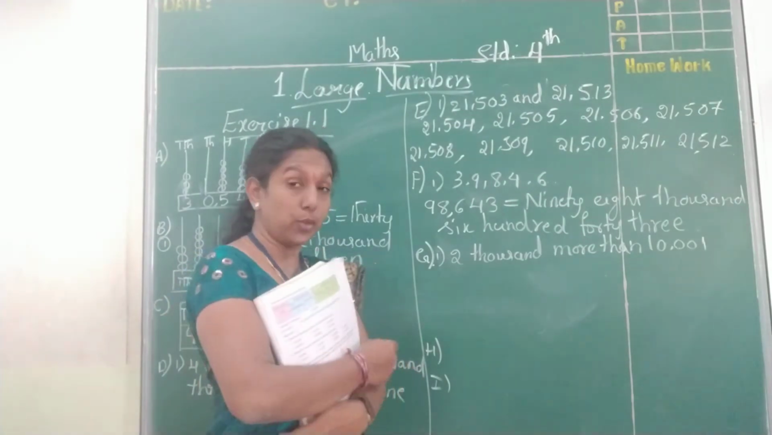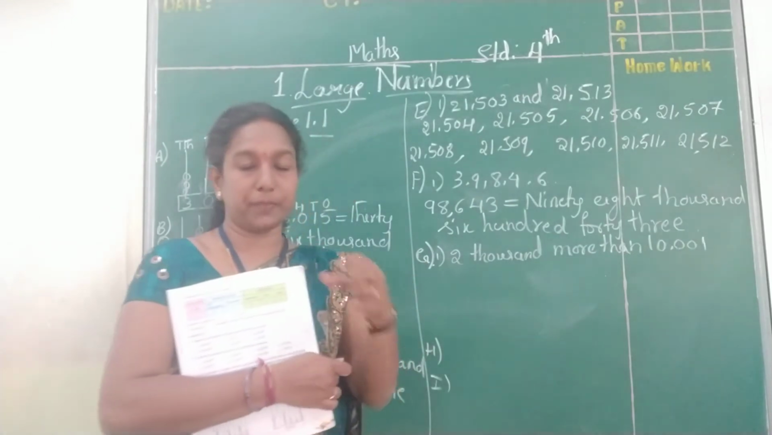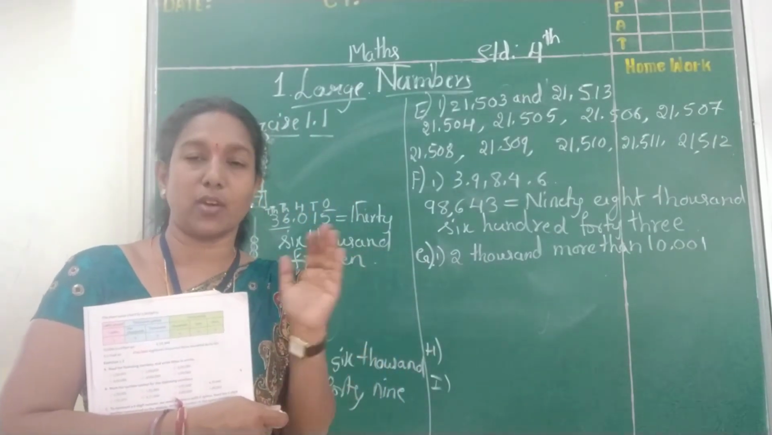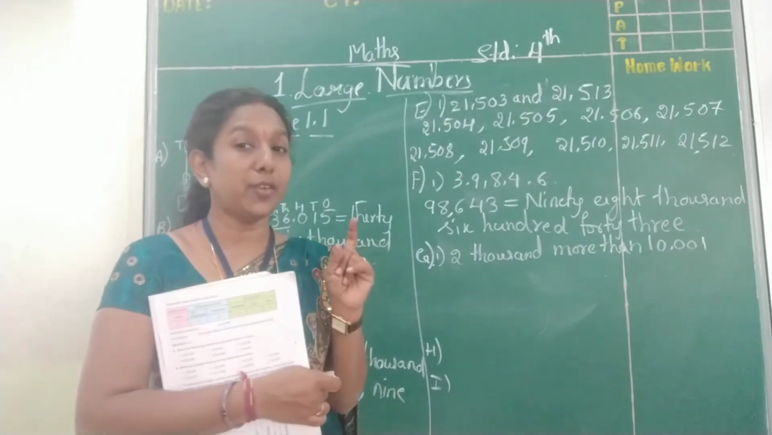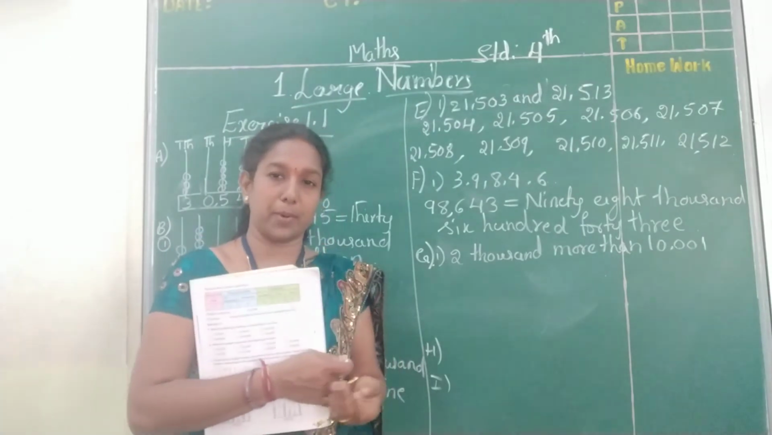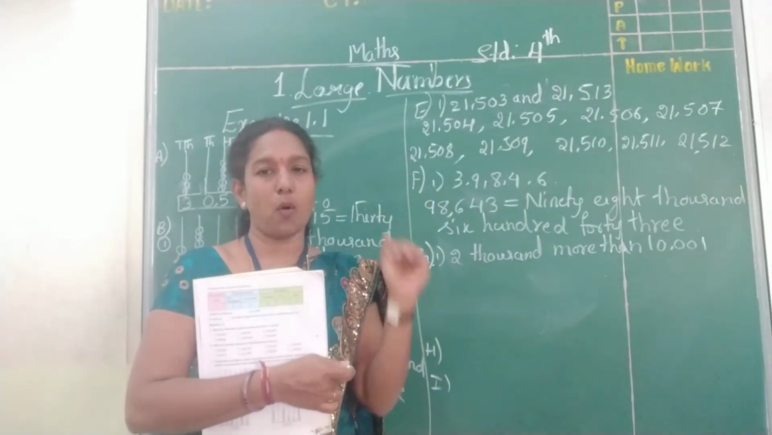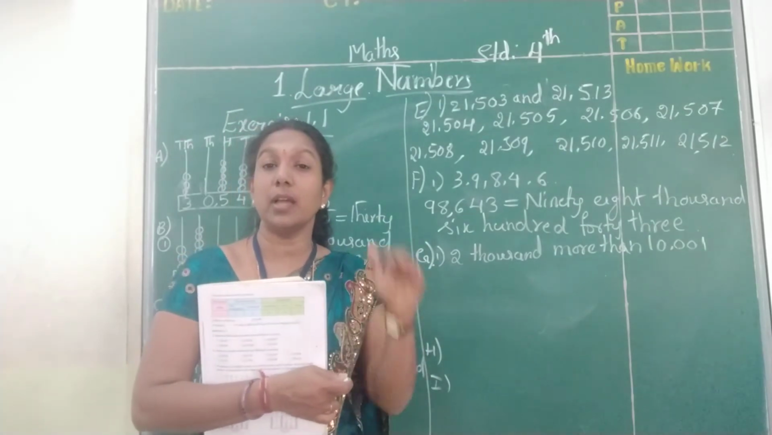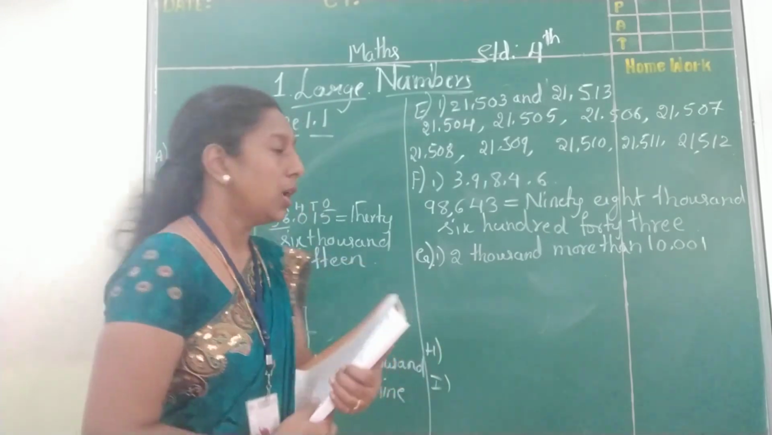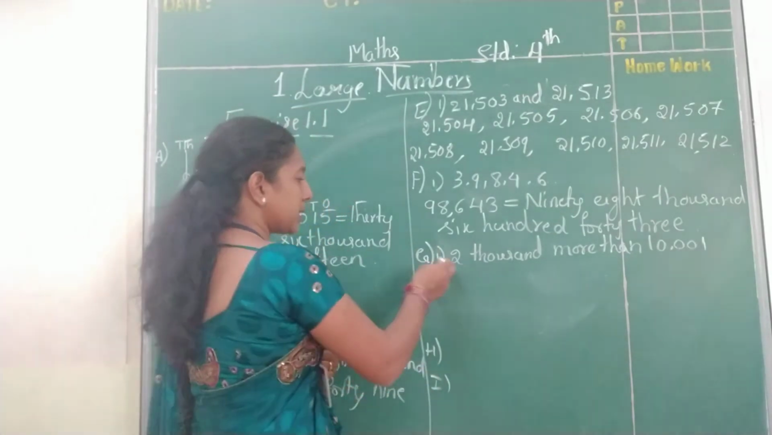Remember children, when you are making the greatest number by using any number of digits, always you have to arrange the digits in the decreasing order. But when you are making a smallest number, you have to arrange the digits in the increasing order. Then you will get the smallest number. Okay, so this is how you have to answer for it. Now let us come to the next one.